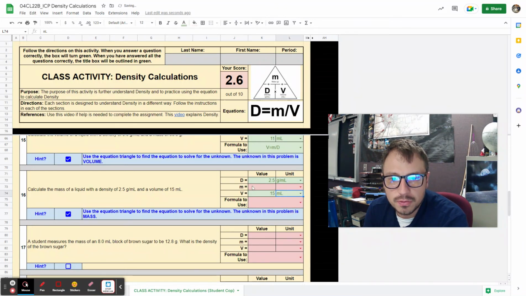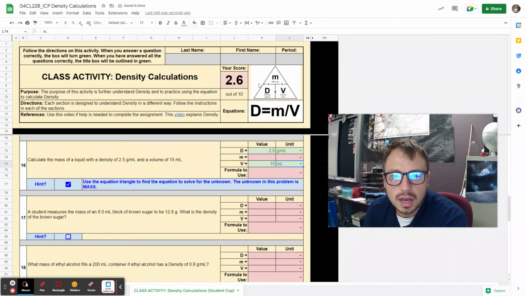Good. Now, the formula that I'm going to use, I have to come up here, I cover up the mass, and it's going to be density times volume. Mass equals density times volume. So now all I have to do is just multiply my density, which is 2.5, multiplied by 15, which is my volume, and I get 37.5. So I get 37.5, and then that's going to be grams.